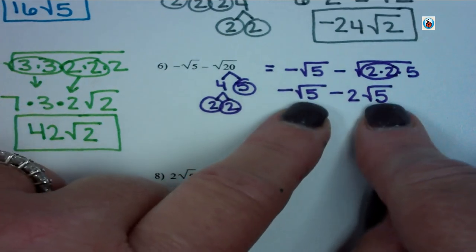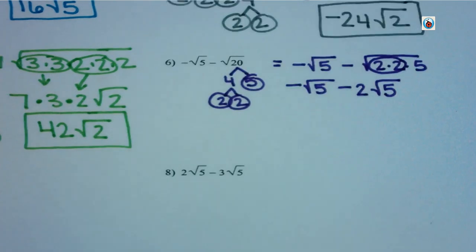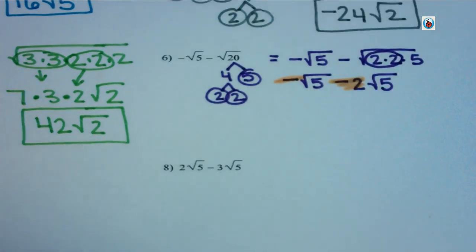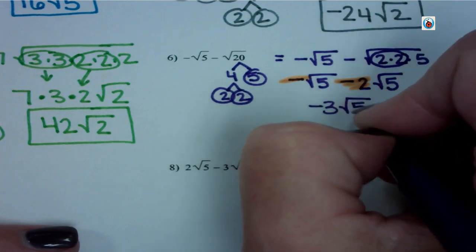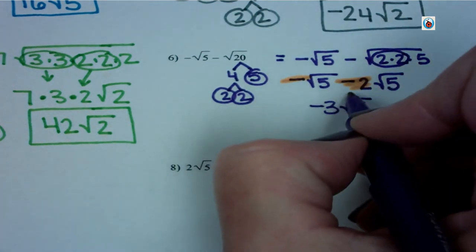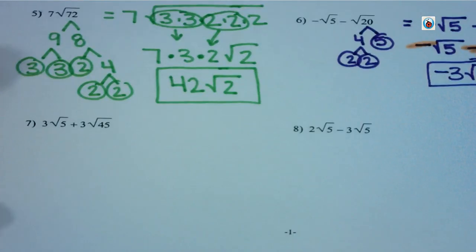Notice the radicand, or the number under the radical, is now the same. Once they're the same, you have like terms. So now we can look at these outside numbers and we can combine like terms. So negative 1 and negative 2, they're like terms. We're going to get negative 3, and then we're going to keep the radical of 5. So my answer is negative 3 radical 5. So remember, to add and subtract, you have to have like radicals. Let's do another one like that. That was kind of difficult. Okay, let's look at 7.